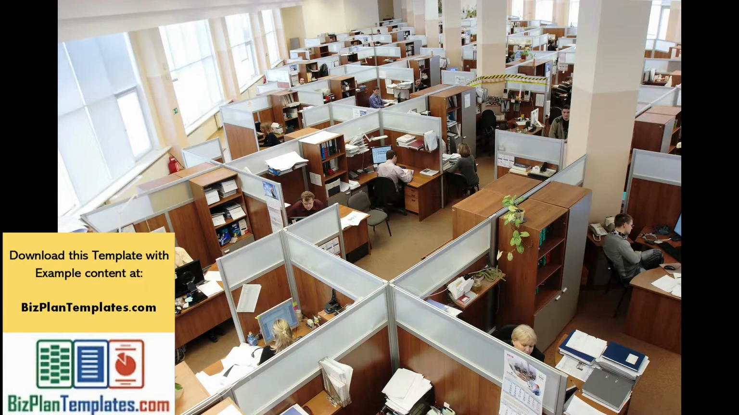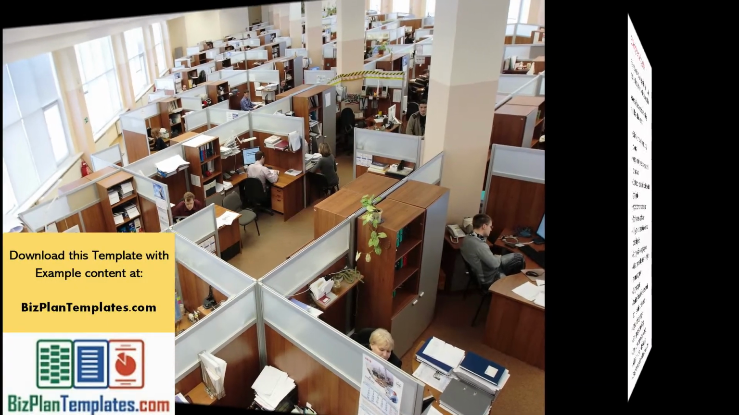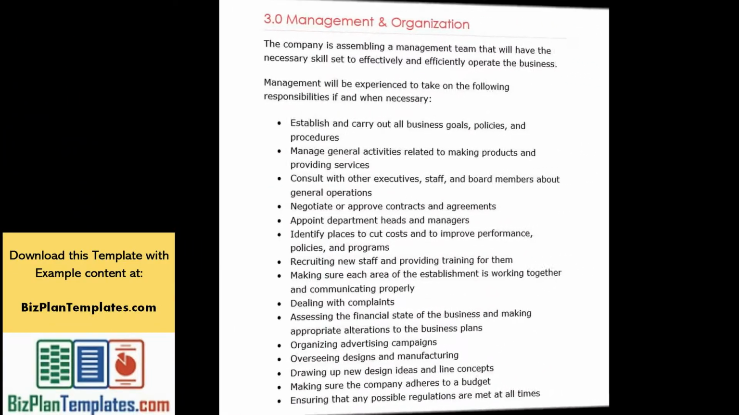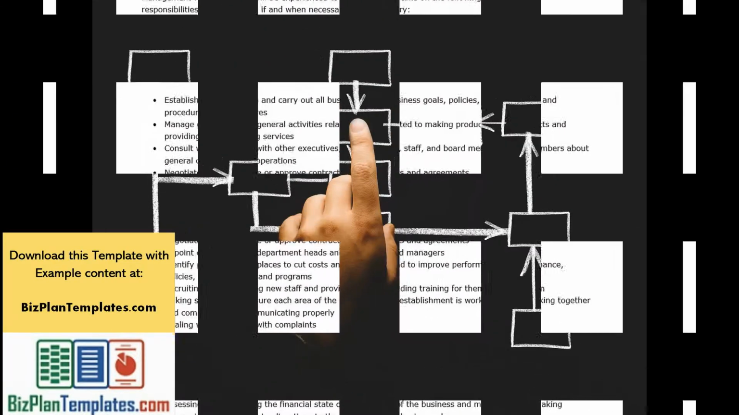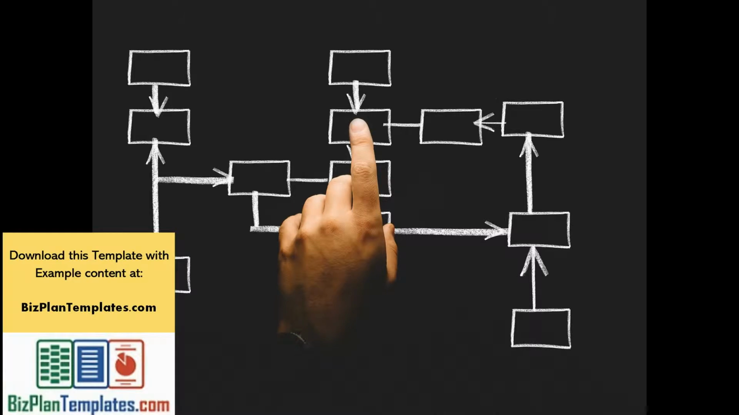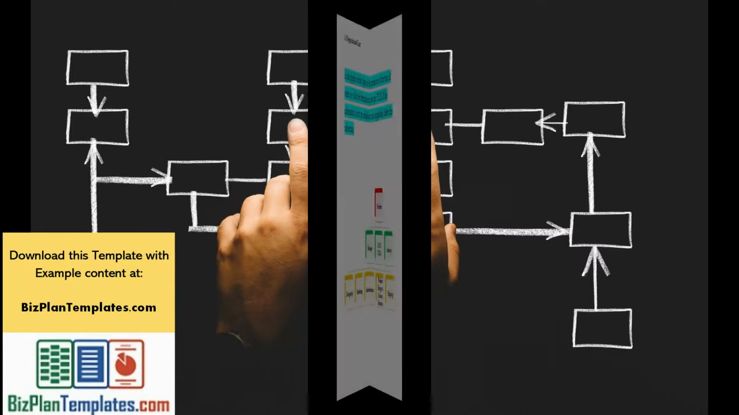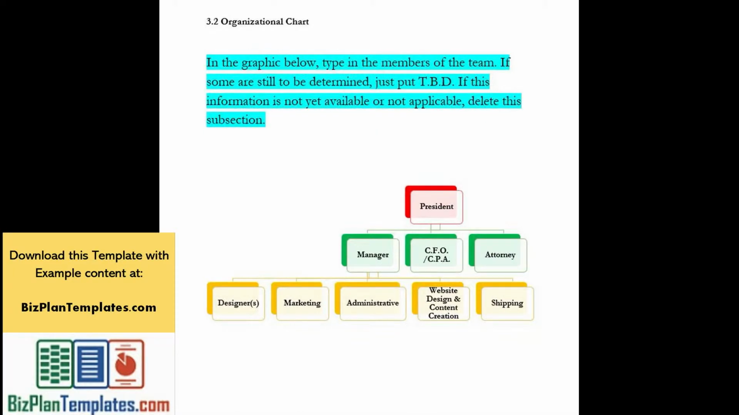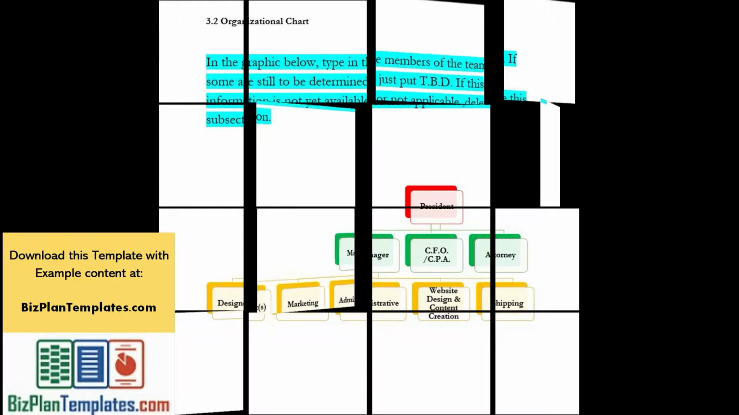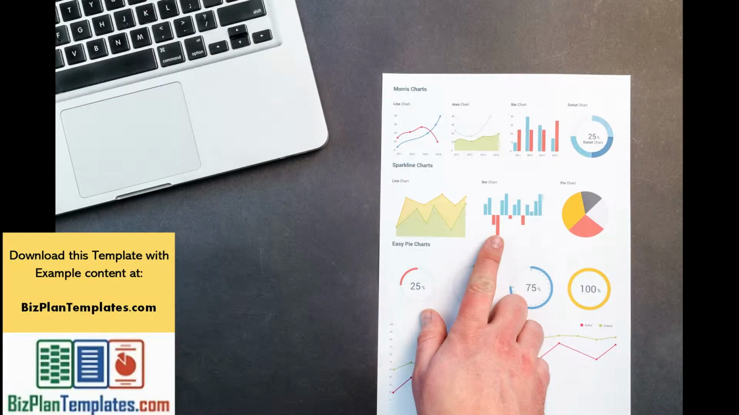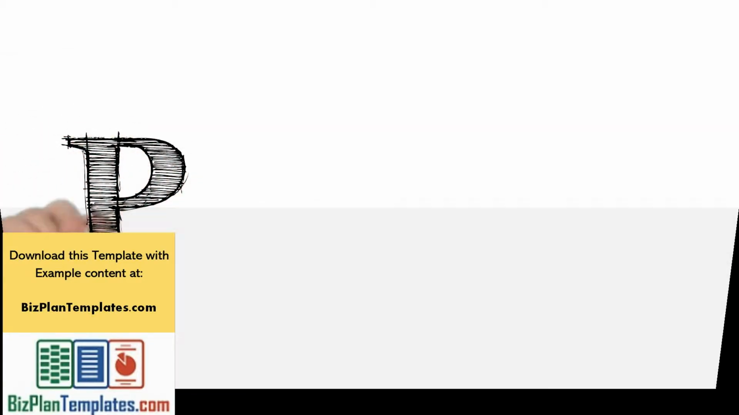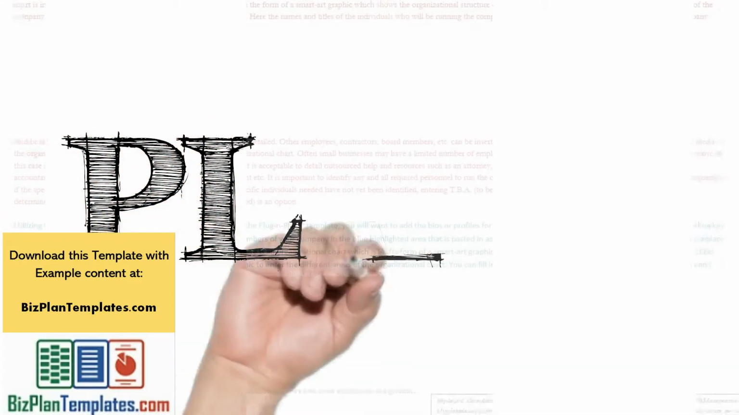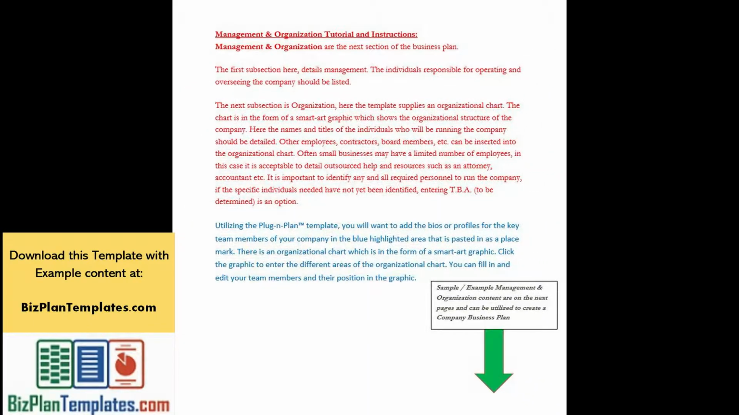The next subsection is organization. Here, the template supplies an organizational chart. The chart is in the form of a smart art graphic which shows the organizational structure of the company. Here, the names and titles of the individuals who will be running the company should be detailed. Other employees, contractors, board members, etc. can be inserted into the organizational chart.